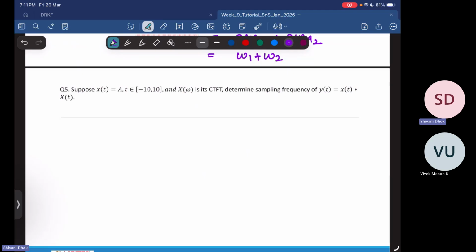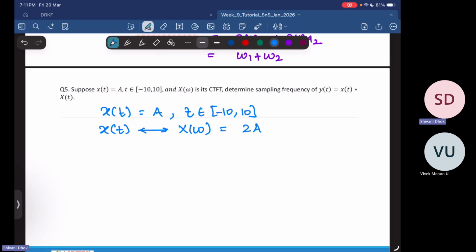So the fifth question here says that you have x of t, which is equal to a when t is in the range of minus 10 to 10. And your x of t has a continuous time Fourier transform, x of omega. How does your x of omega look? We have seen this in earlier classes. This will be equal to 2a sine of 10 omega by omega. You have seen this multiple times. And how does your x of t look? Basically, your x of t is a from minus 10 to 10, and it is equal to 0 otherwise.